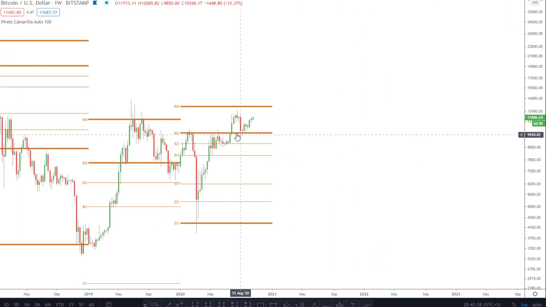So this is the weekly R3. Again, at 10K, we've got that support from the weekly R3. I was anticipating a run into the R4. A failure to reach that is a sign of weakness here in Bitcoin. So we'll see how it plays out.